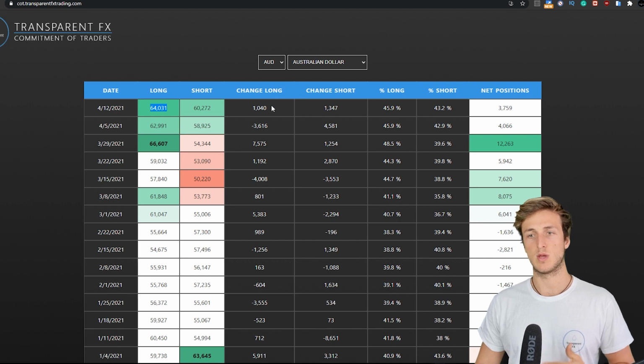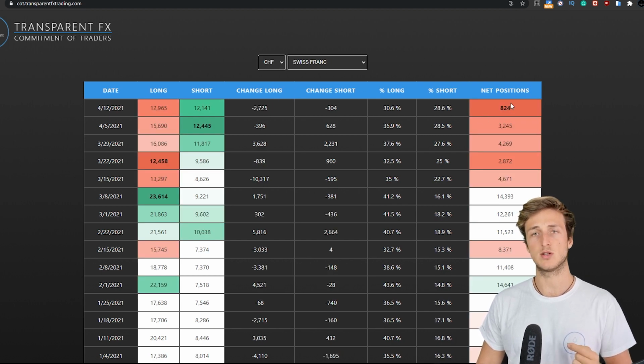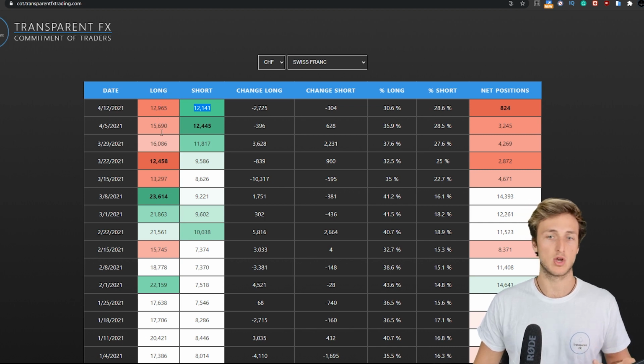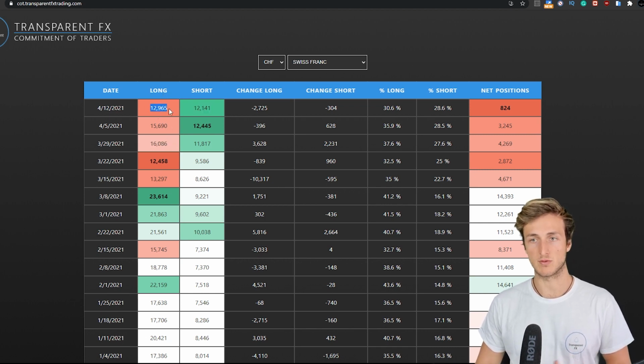And if we go and see what we have on the CHF, we can see that overall net positions also here are getting a decrease from 4.2k to 800 net positions, with overall shorts getting increased from 8.6k to 12.1k, and longs getting closed from 16k to 12k. So the CHF is getting weak, and at the same time also the AUD is getting weak.